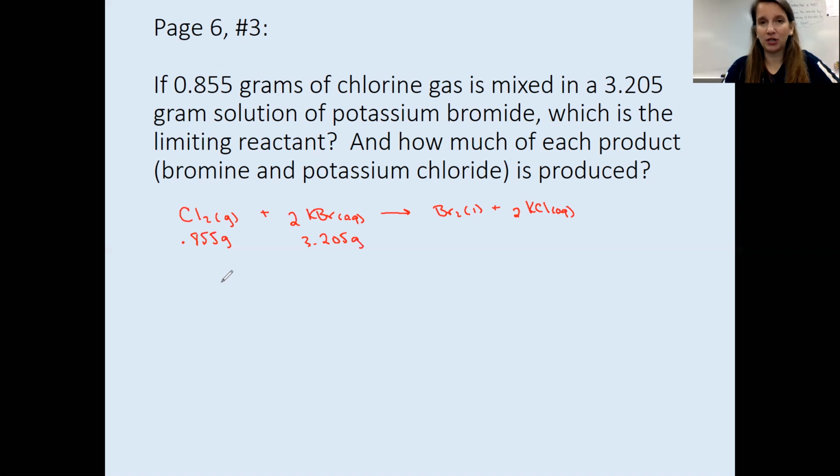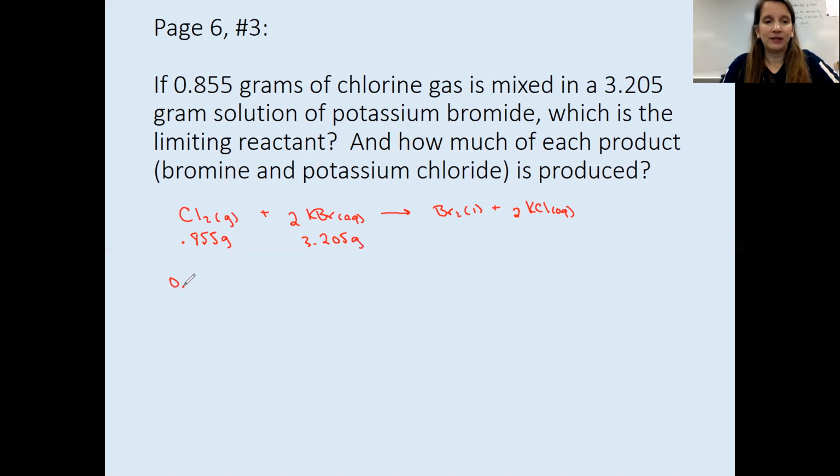Now, does it matter which product we choose? No, it doesn't matter whatsoever. I always typically pick whichever one is the easiest to calculate the molar mass on. But you can pick either product. In this case, it asks how much of each product we're going to make, so we are going to have to calculate both products eventually.